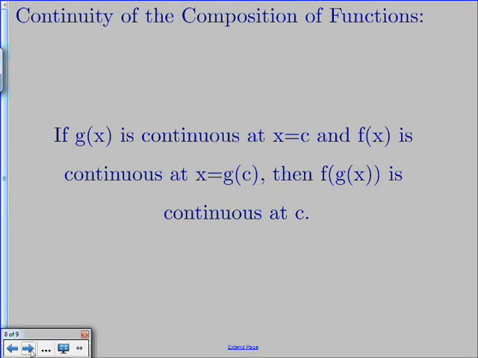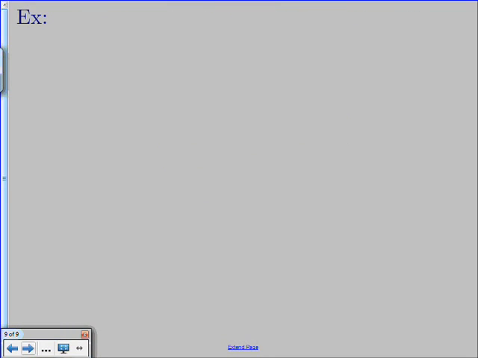So we have one more property for continuity to talk about, and that's the continuity of the composition of functions. So if we have a function g of x, and it's continuous at x equaling c, and then we have another function f of x that's continuous at x equaling g of c, or the y value when you plug c into the g of x function, then if you compose the two functions, such as f of g of x, written on your board right here, that's going to be continuous at c as well. So that's sometimes helpful to determine the continuity of different functions, which we're going to do in an example right now.